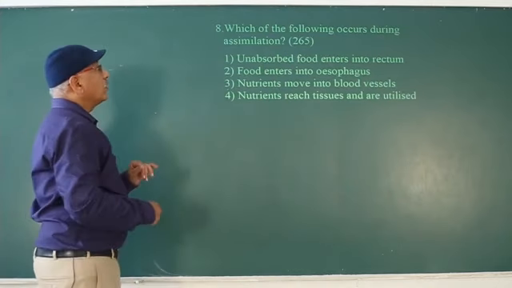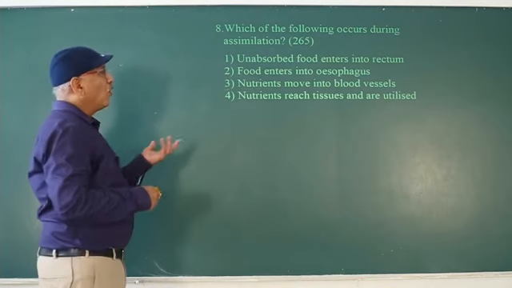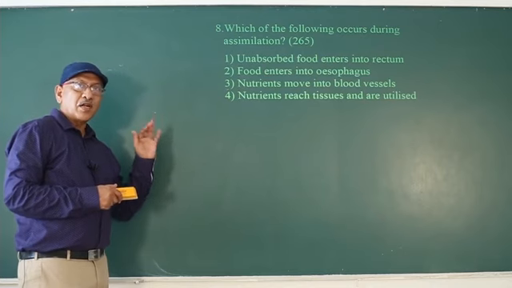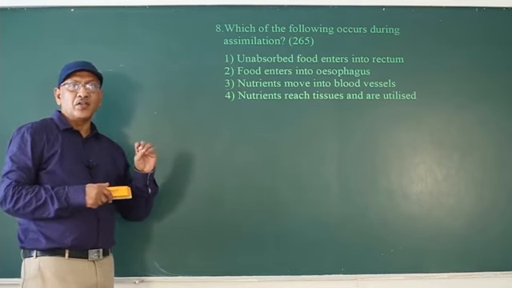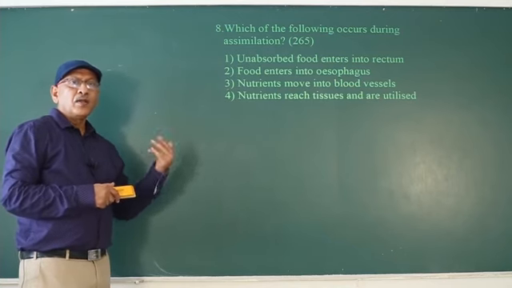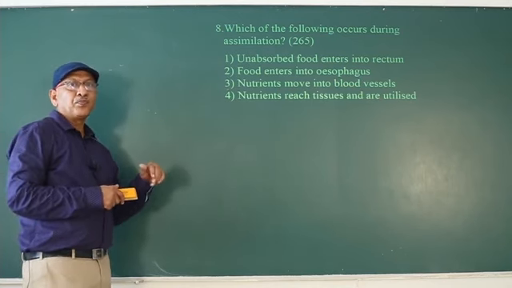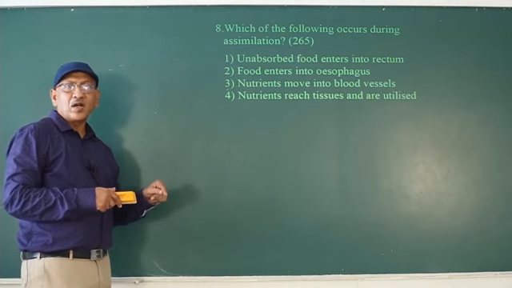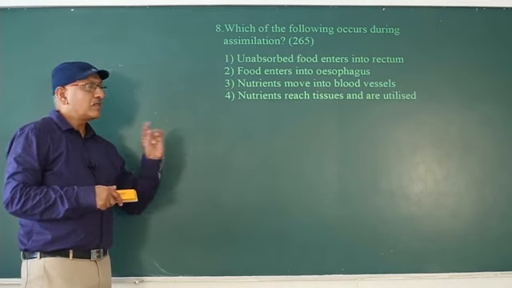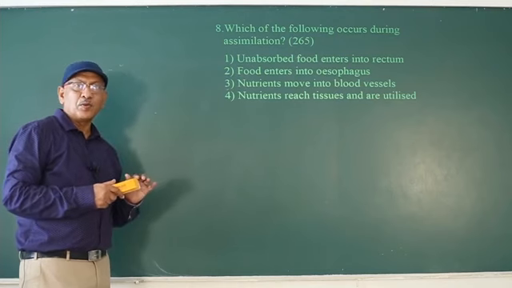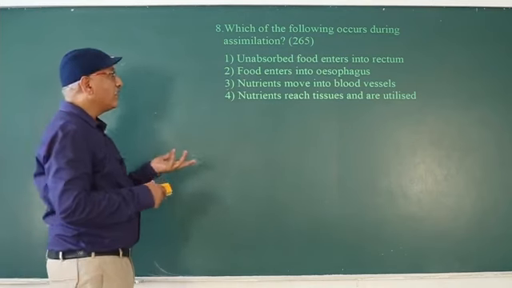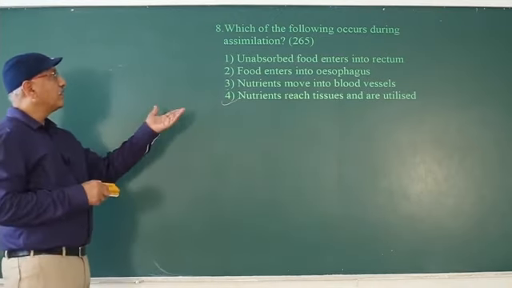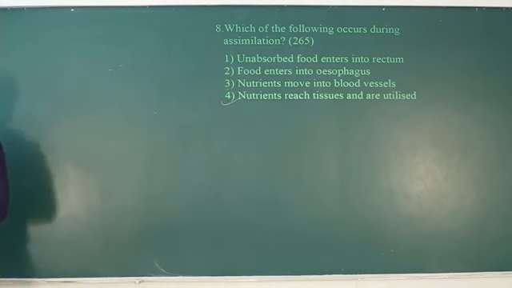Next question. Which of the following occurs during assimilation? What is assimilation? Transport of digested food from the alimentary canal into the blood is known as absorption. Assimilation means the digested food in the blood is transported to various organs. In the organs, food undergoes oxidation and energy is released, some digested food is converted into new protoplasm, and some is stored as reserve food material. That is, nutrients reach tissues and are utilized. That is known as assimilation.